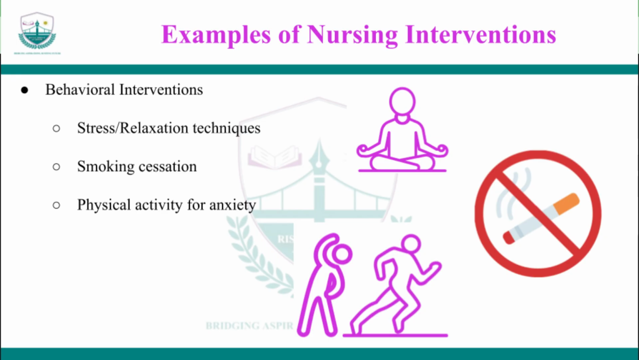So behavior nursing interventions. We are now looking at the different interventions. These ones focus on modifying patient behavior. Examples of behavior interventions include the following: encouraging stress relaxation techniques, so encouraging the patient to relax and forget about his or her stress; supporting smoking cessation, telling the patient to stop smoking; then also engaging in physical activities for anxiety reduction. Those are simple and I believe you can easily understand them.